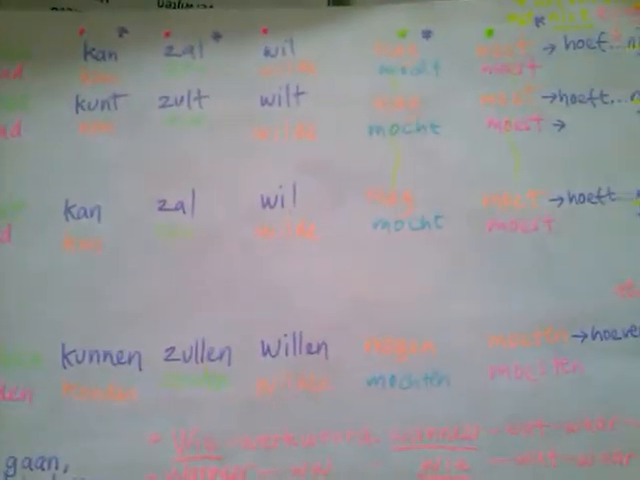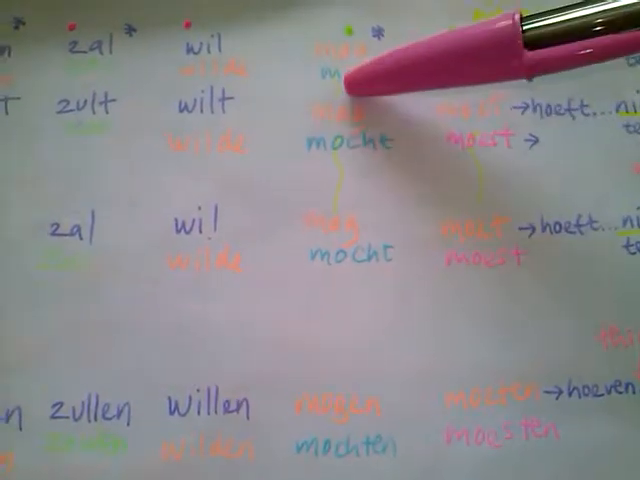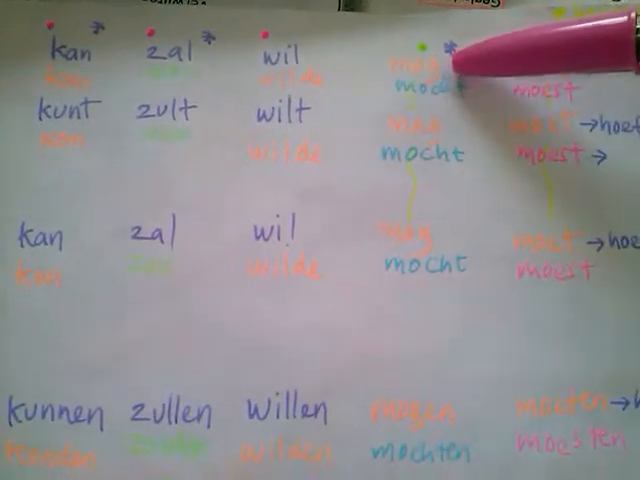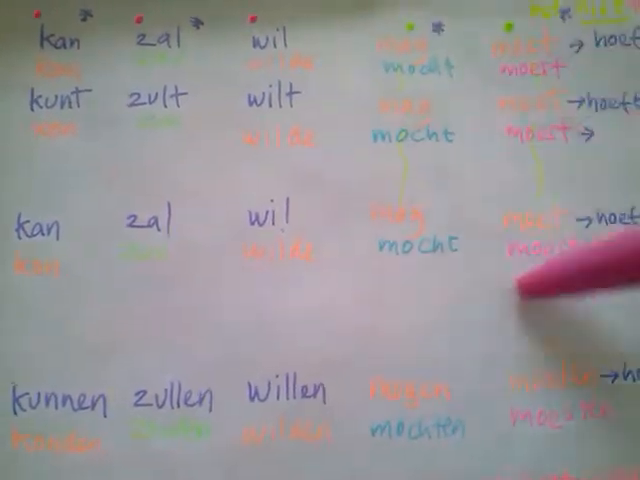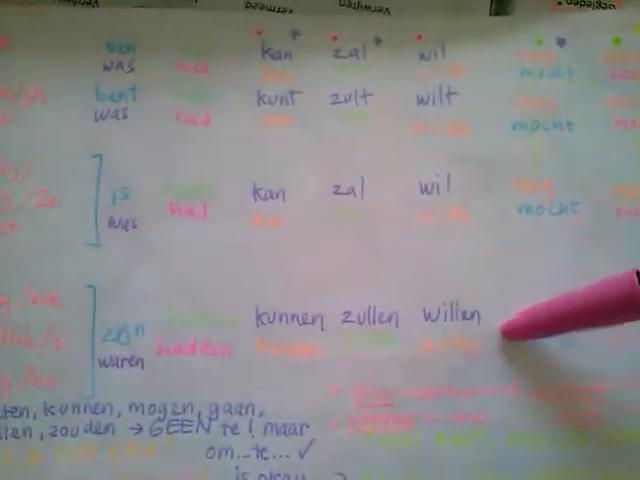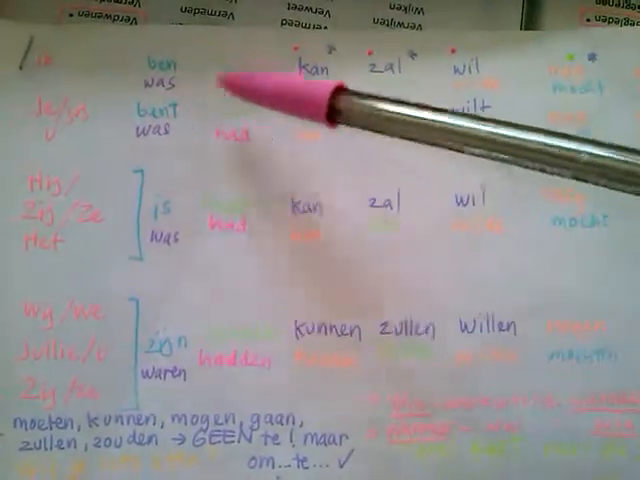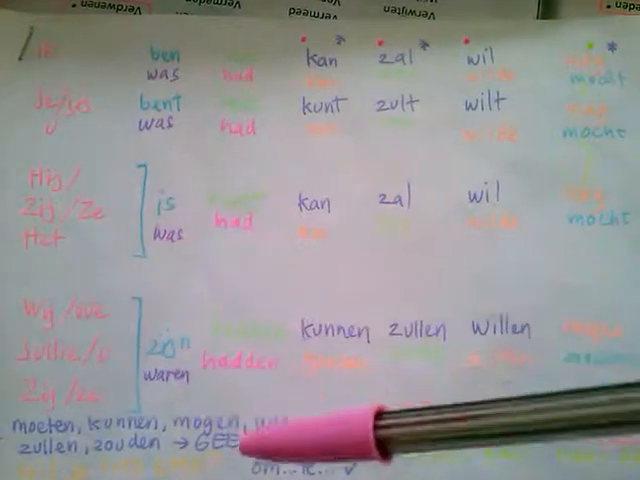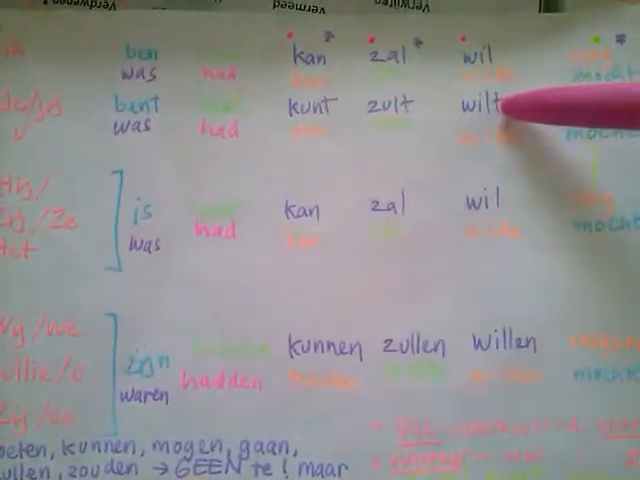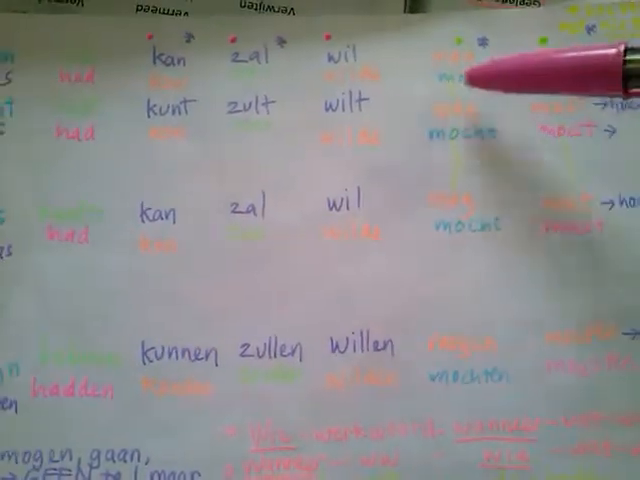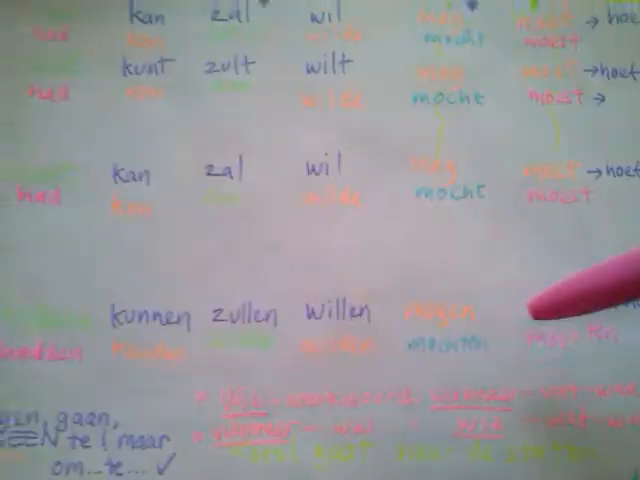We will learn about two things more. Mag and moet. Ik mag. Ik moet. And I put a star here. This is the easiest one because all the one person forms are similar, and just the more than one person is different. So this and this have different forms for each, but this one is similar and this one is just different. And with mag and moet, just two are different. For one person, mag. For more than one person, mogen.